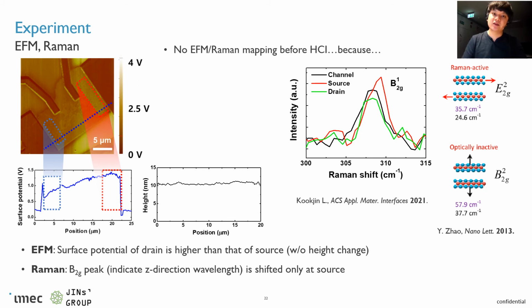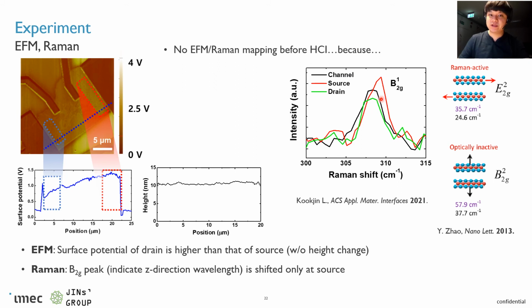And in this study, we also used two methods for confirming this phenomenon. We measured surface potential through the EFM, and the surface potential of the channel near the source electrode was lower than near the drain electrode part. However, we couldn't find any variations of AFM height, so there is no burning effect or etching effect here.